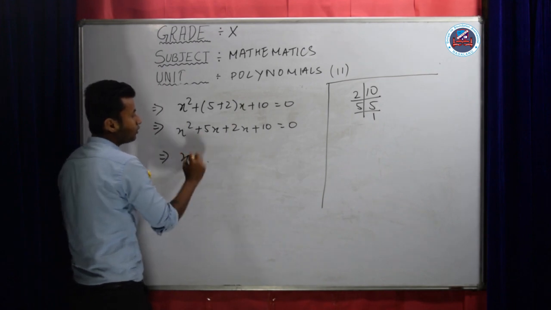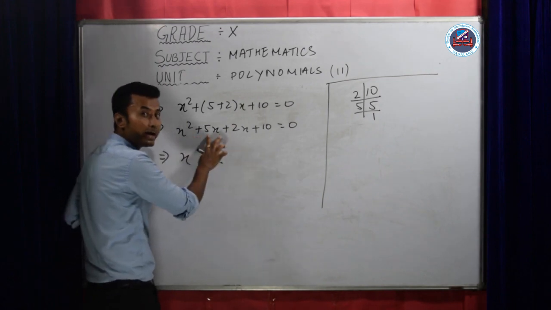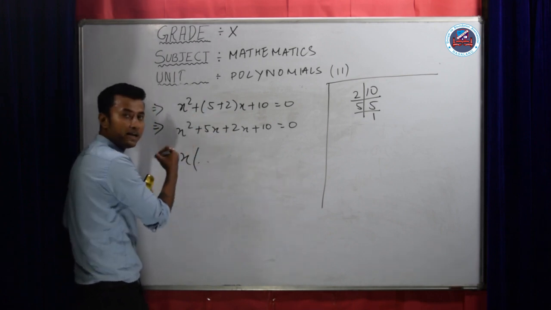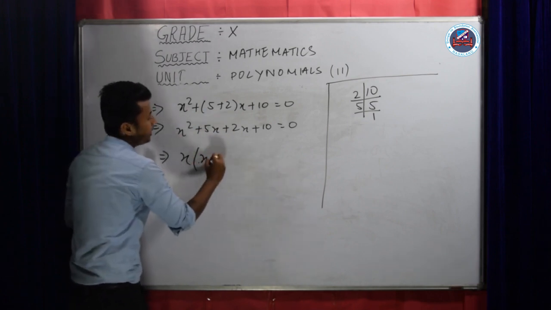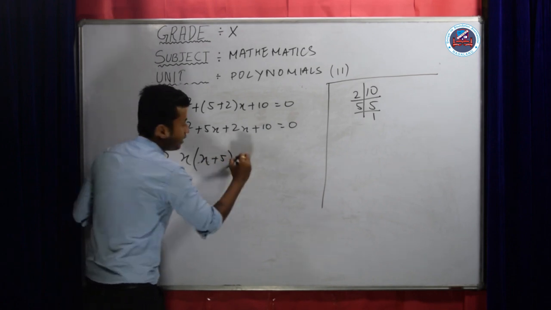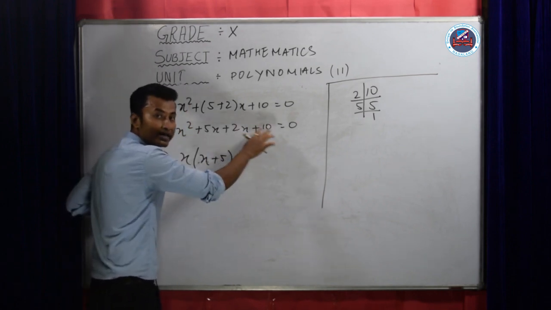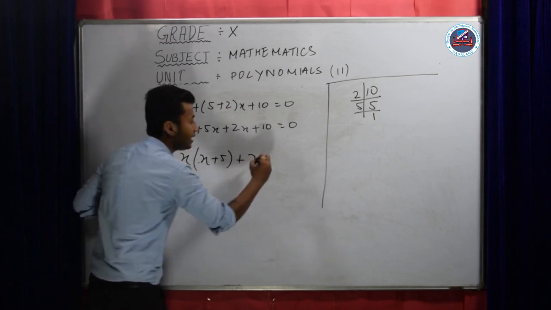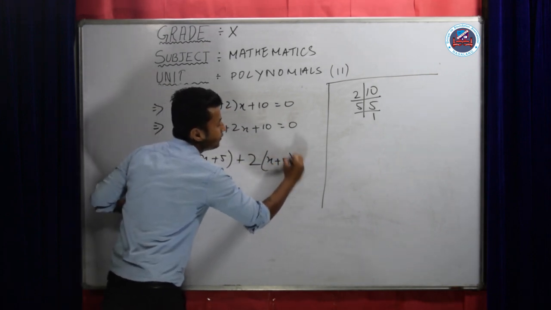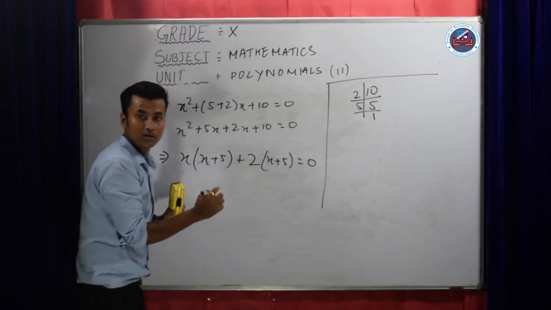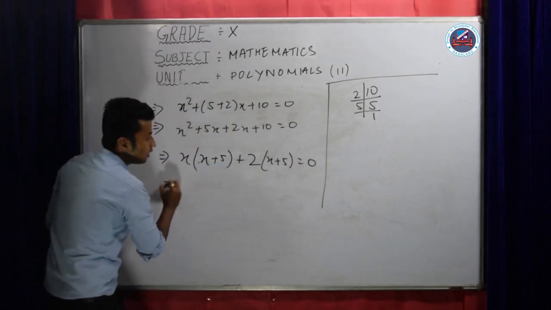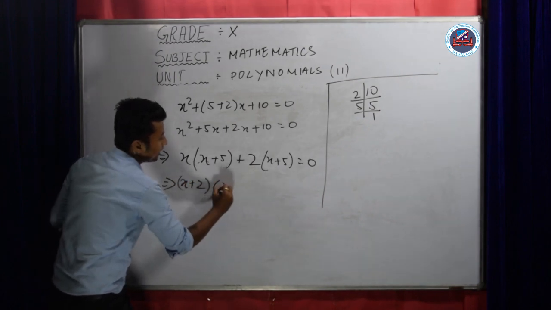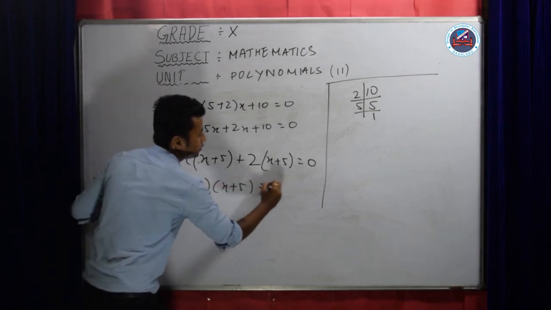So I will take common. What is the common between x square and 5x? What is common in both these terms? x. So x common taken. What is remaining? x plus 5. Plus, what is the common between 2x and 10? 2. If I take 2 common out, what will be remaining? x plus 5 equals to 0. Is it okay guys? So the next step, x plus 2, x plus 5 equals to 0.